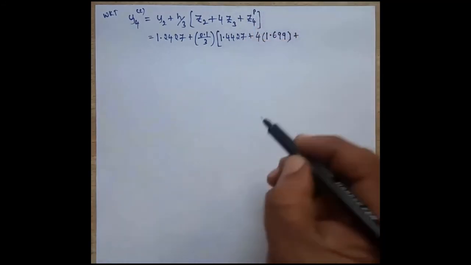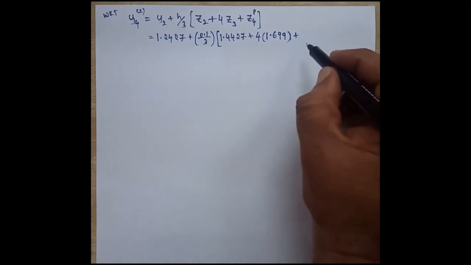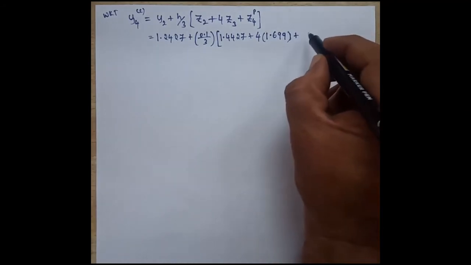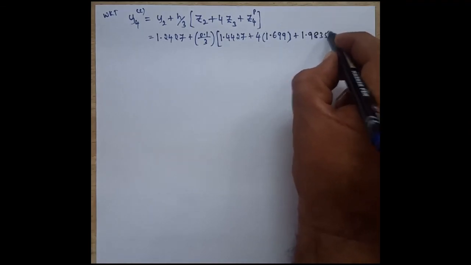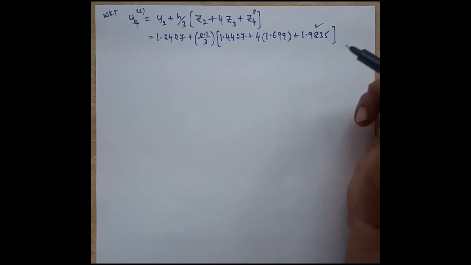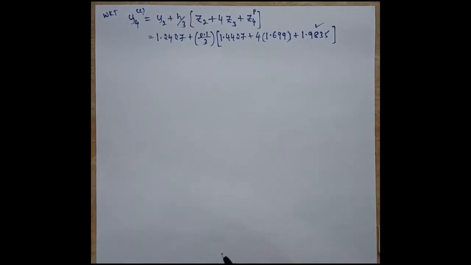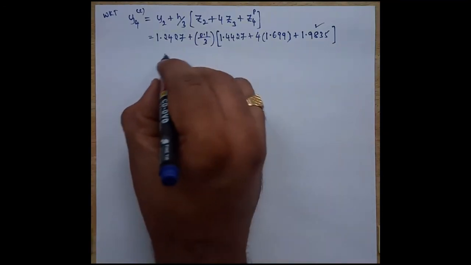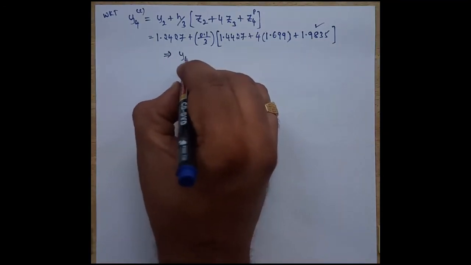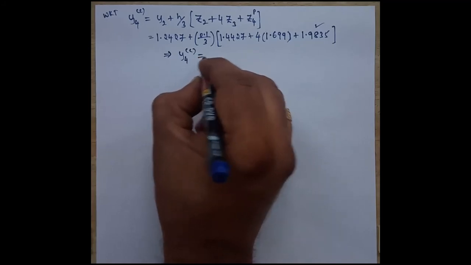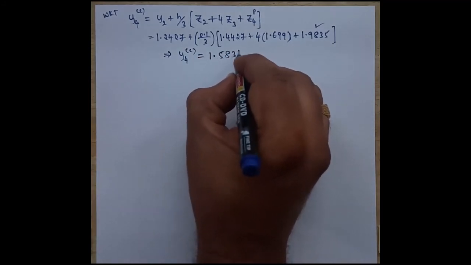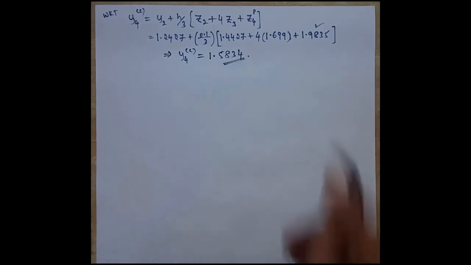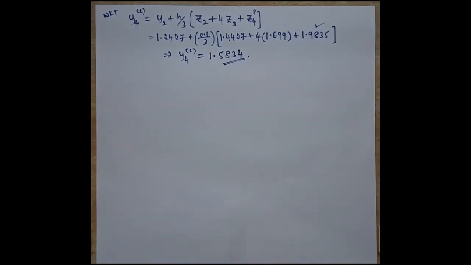I'll write P here. So what is the predicted value of Z? You know, it is 1.9835. Remember, this is the predicted value for Z here. So use your calculator and find out the value of this. So this gives Y4C, the corrected value, it is 1.5834. So this is the corrected value in Y.